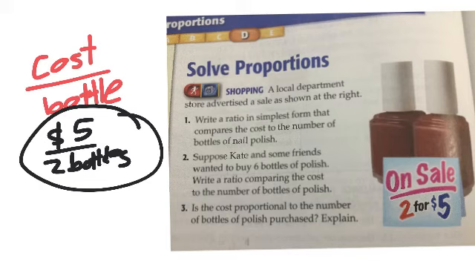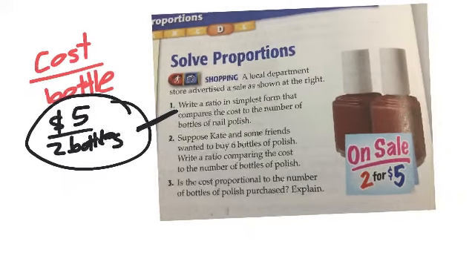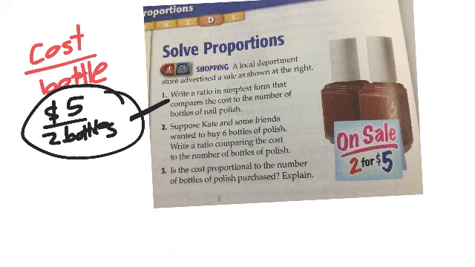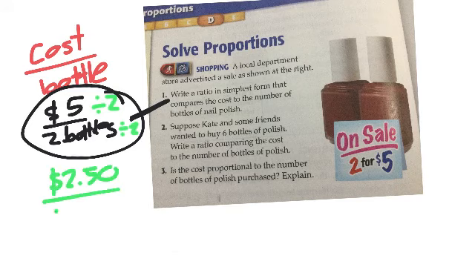Now when it says put it in simplest form, we could either leave it like it is, or we could work this into a unit rate. So if you'll remember from the lesson previous, a unit rate must have a denominator of 1. So since the denominator is currently 2, I would divide by 2 on both the top and the bottom. 5 divided by 2 is 2.50, and then 2 divided by 2 is 1, which means it's going to cost me $2.50 for 1 bottle of nail polish.